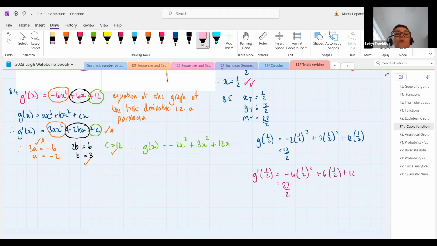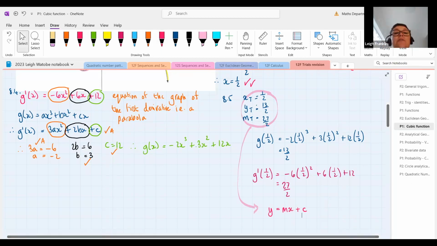Now, that's why we call these the 3 magic ingredients for determining the equation of a tangent, because now we can use that information to help us figure out what y equals mx plus c is going to be. So we've got y equals mx plus c. That gives us a structure to sub into.